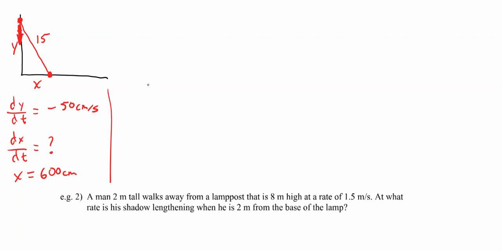Okay, so now let's say when x is equal to 6, or 600 centimeters, let's figure out the triangle at that point. So let's figure that one out. That'd be like a little right angle triangle we can draw.